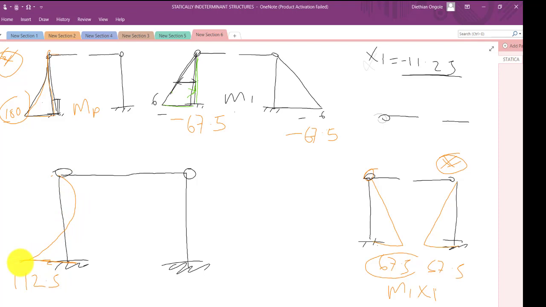Then I come and construct my bending moment diagram like that. For this right hand side, I don't have any moment on the MP diagram, so the value is just as it is on the M1 times x1. So this becomes 67.5, and this is our final moment diagram. Thank you.